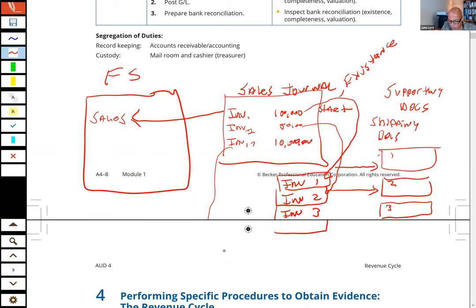Okay, good. Now what happens? Now for the completeness assertion, I'm going to start with the supporting doc. And I go ahead and I find the invoice. I pick the invoice. I start with the invoice. Now I'm starting down here. I find the shipping document and I come up. Should be about there, shouldn't it? Where is it? Oh, gee, yeah, you're right.